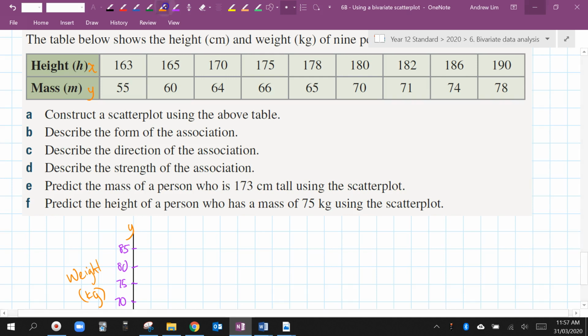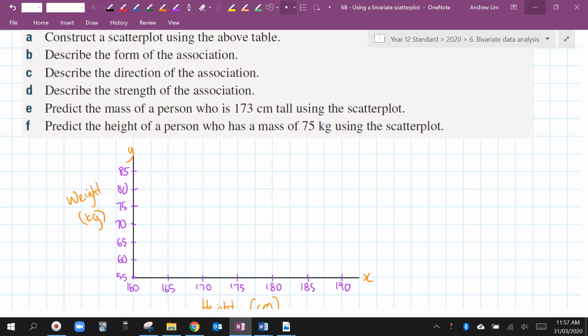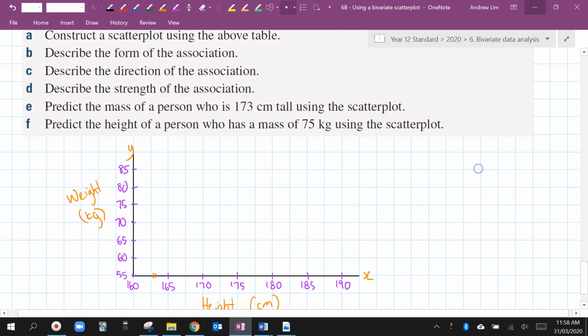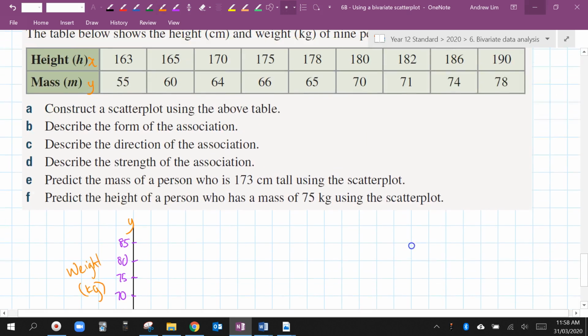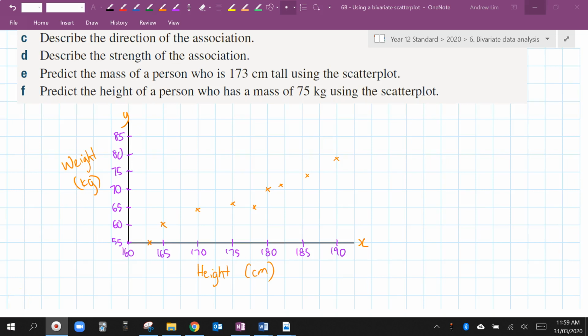Let's draw our scatter plot. 163, 55. That is about here. You've got 165, 60. 165, 60 is here. 170, 64. Alright, I'm going to get you to pause the video and continue with this yourselves. Okay, so this is the answer to the scatter plot. Yours should look around the same. Let's have a look at questions B, C, D, E, and F now.